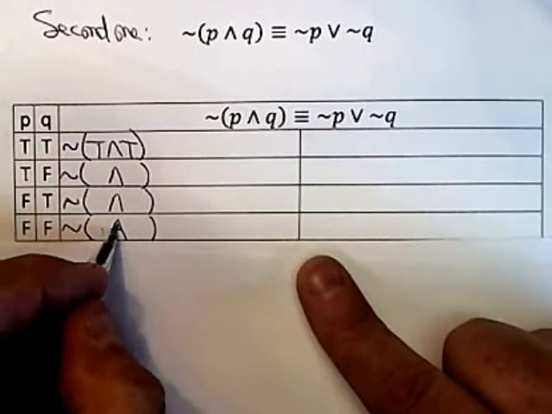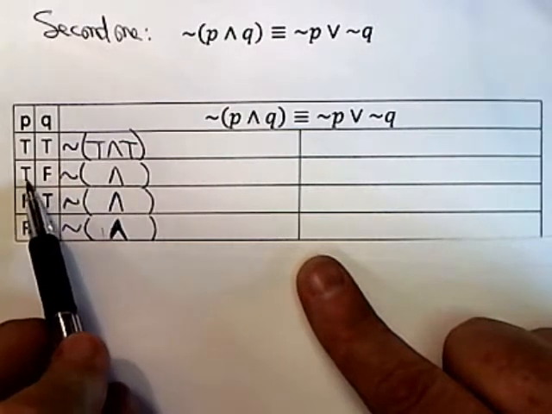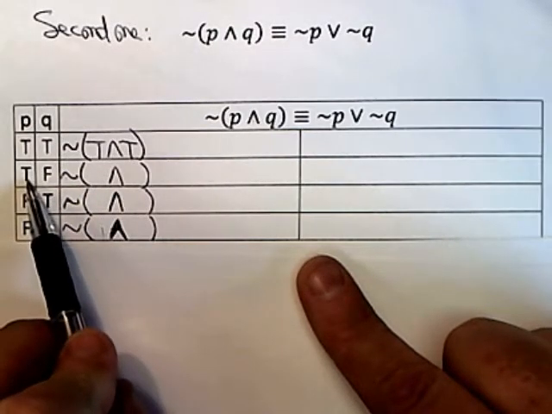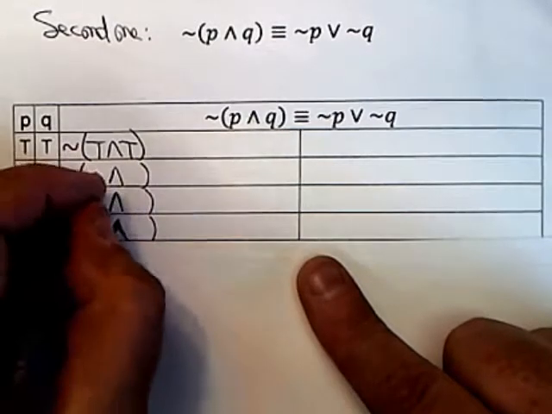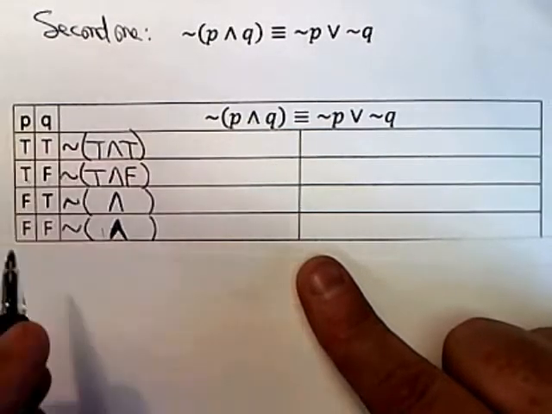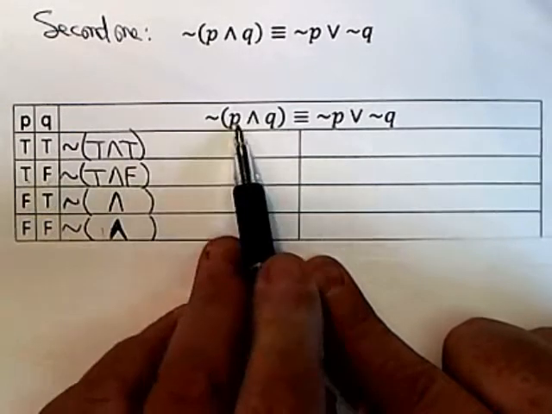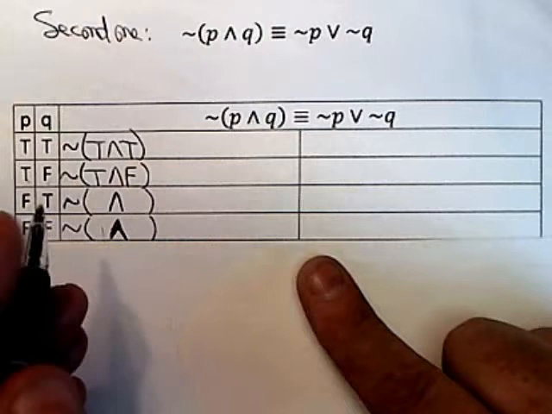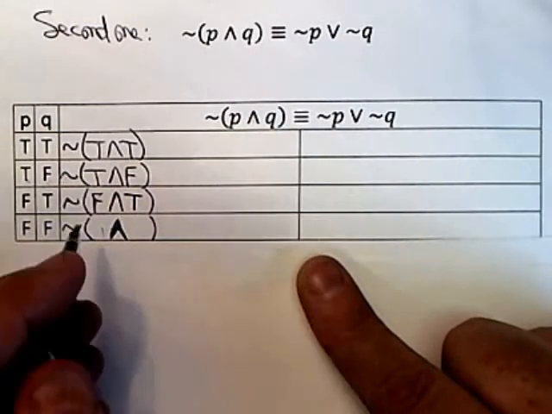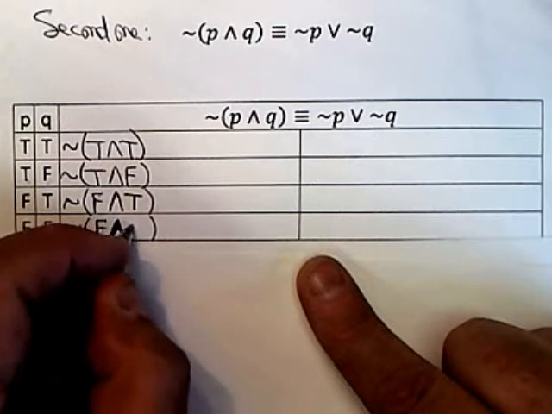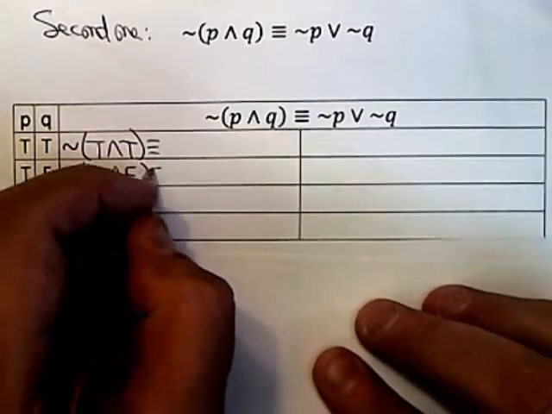Okay, oops, not an A, that's an and. So in the second row, I let P be true and Q be false. So it would be true, false. In the third one, I let P be false and Q be true. So P is false, Q is true. So it'd be F, T. And the last one, they're both going to be false. It'd be false, false. Moving along as usual.